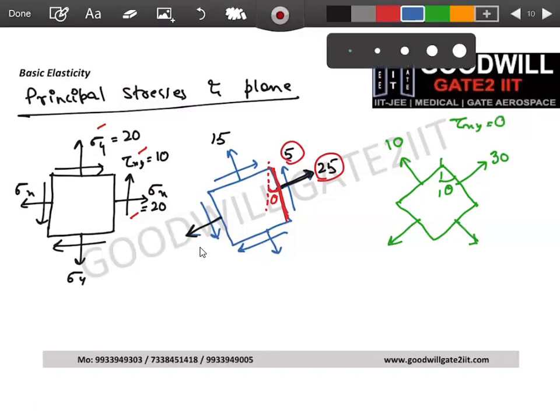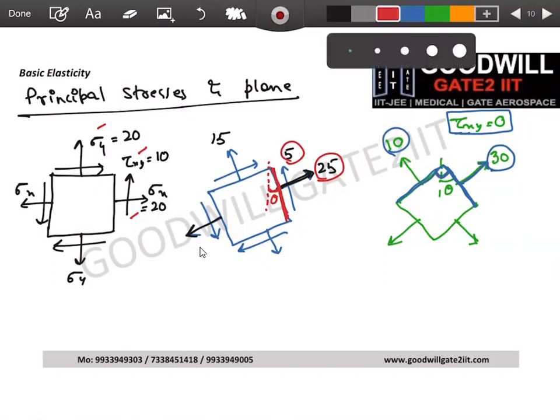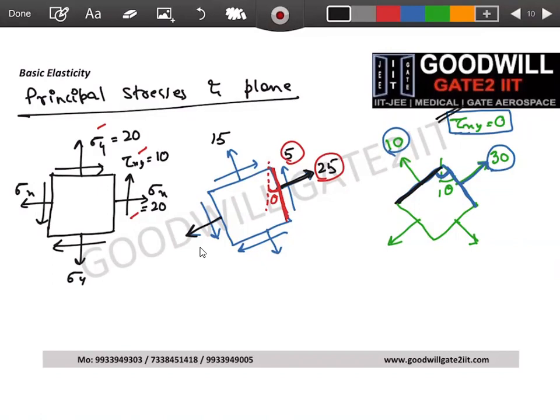This is the plane on which there are no shear stresses. Normal stresses will go to maxima and minima. So there are two principal planes. The two principal planes are always at 90 degrees. One principal plane I have shown in blue. Another I'm showing in black now. So a principal plane is the plane at which there are no shear stresses acting, and the corresponding normal stresses will be maxima and minima.